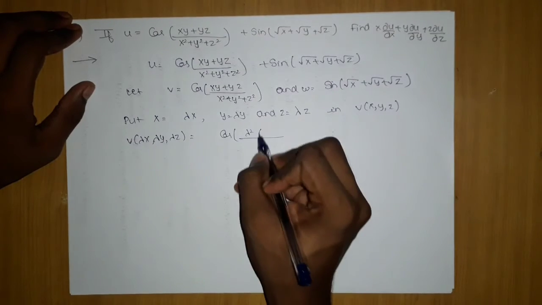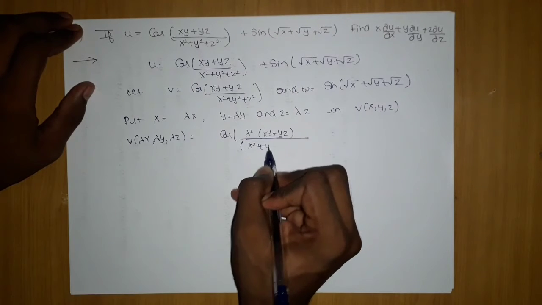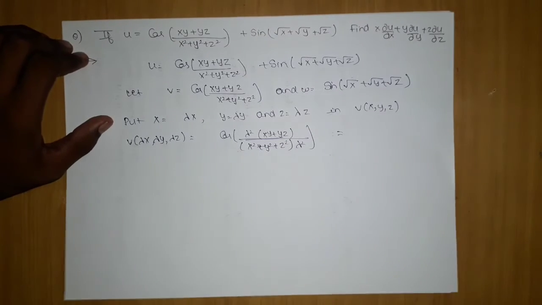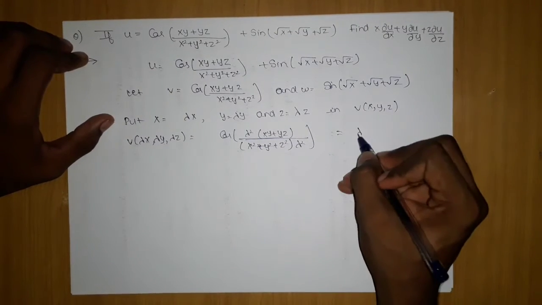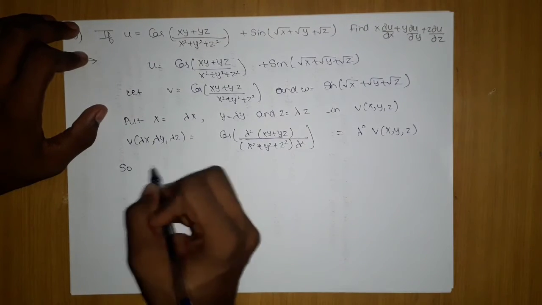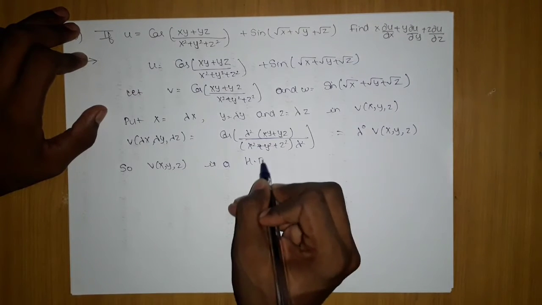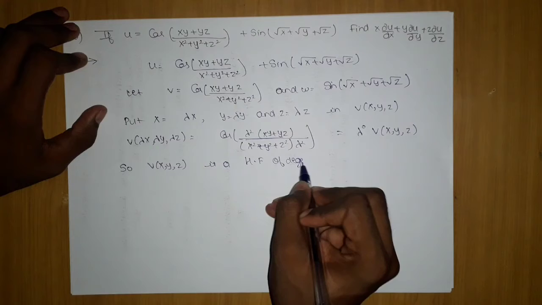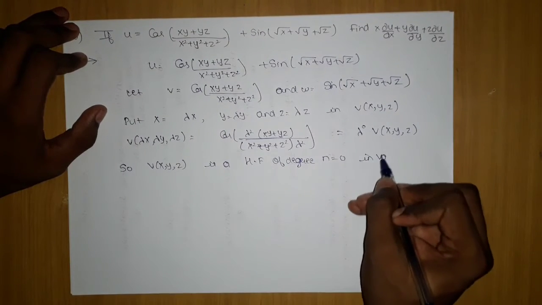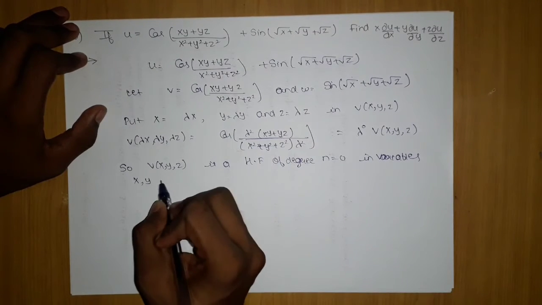Here lambda square will come outside. Here also lambda square will come outside, and you can make out it will become lambda power 0, which we can write as lambda power 0 into v of x, y, z. So v of x, y, z is a homogeneous function of degree n equals 0 in variables x, y and z.